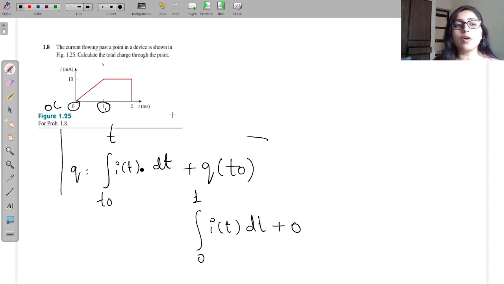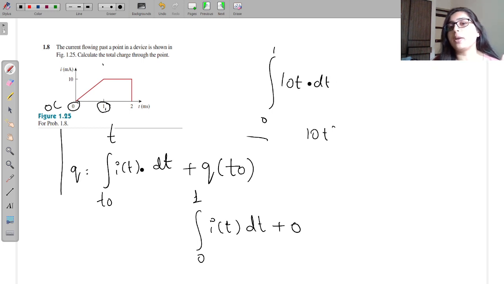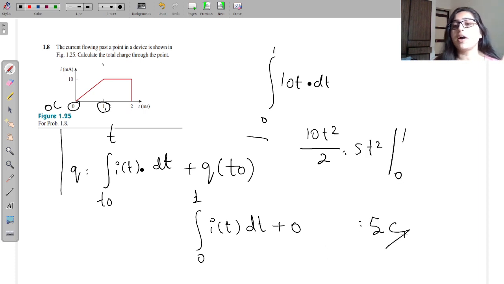So what is this i of t? See, you can see the slope is 10t. So 10t dt. So 10t square by 2, 5t square. So now I am substituting the limits, it is 5. So it is 5 coulomb from 0 to 1, 5 coulomb.